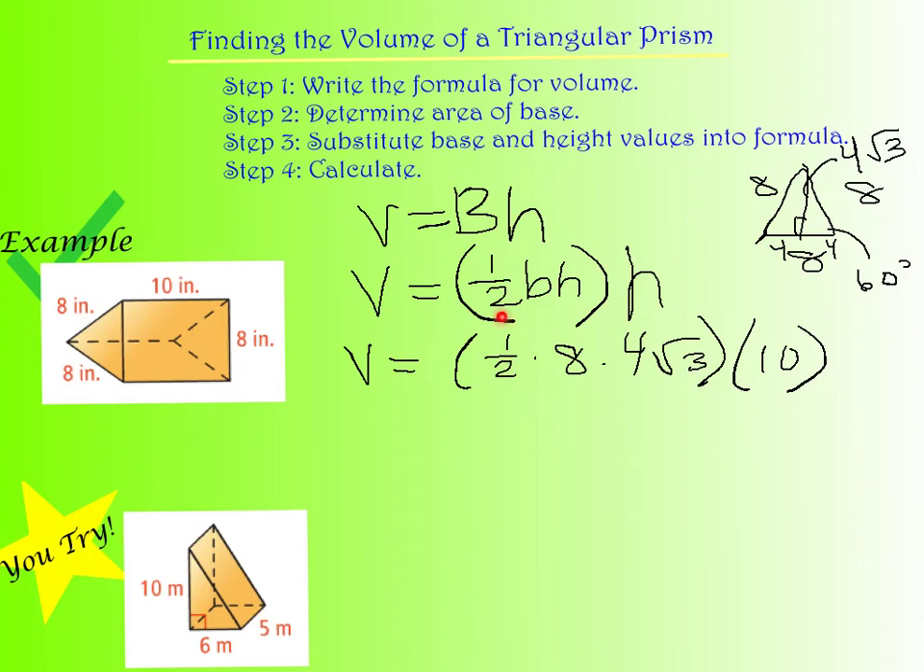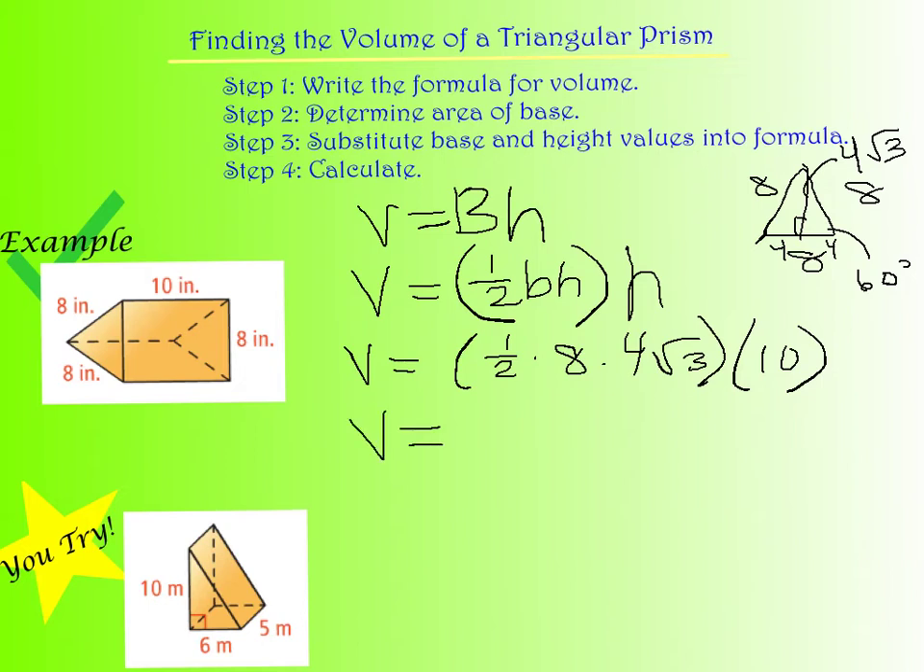So this 1/2 came from here. The base of the triangle is 8. The height of the triangle we just determined was 4 square roots of 3. And then the height of the prism itself is 10, because that connects the triangle to the triangle, the base to the base. So you just plug all that in, and now we just calculate. Our last step, plug this in and calculate.